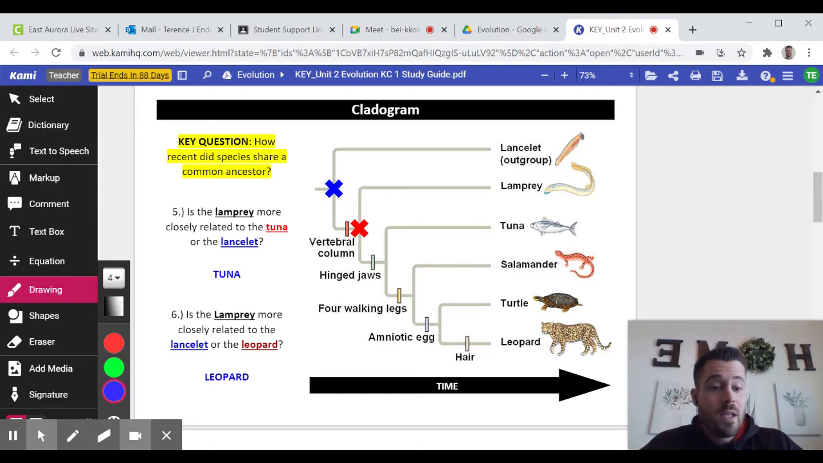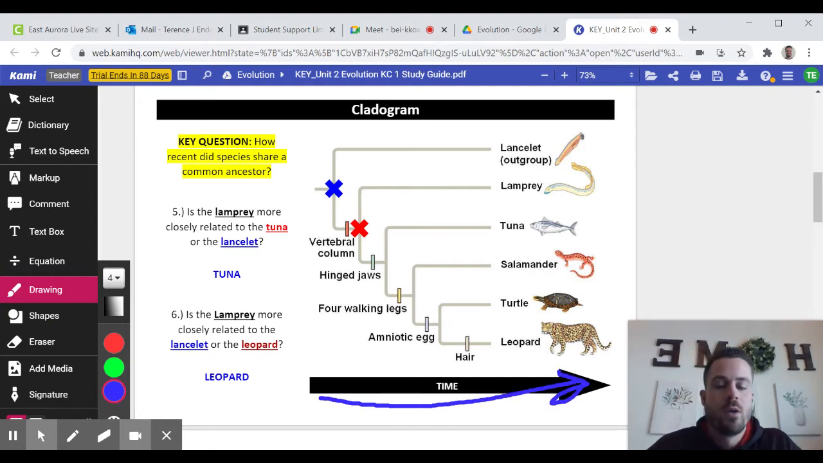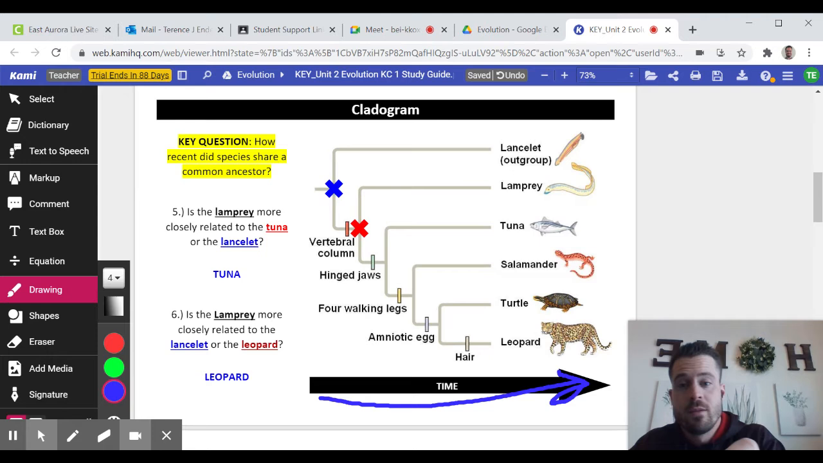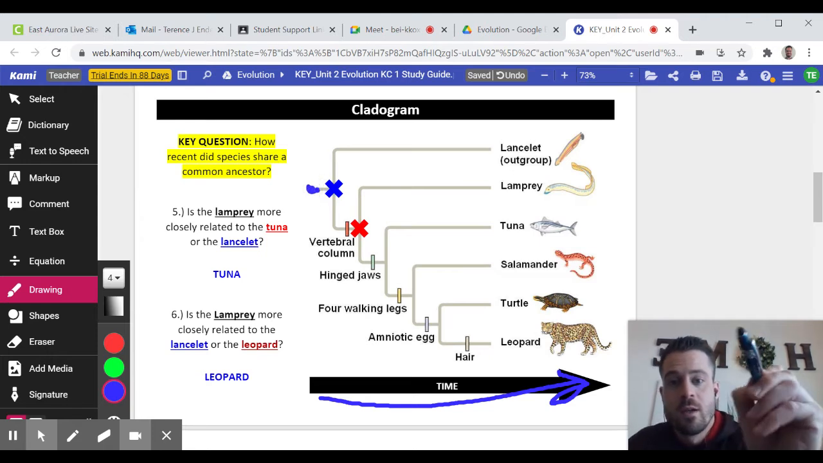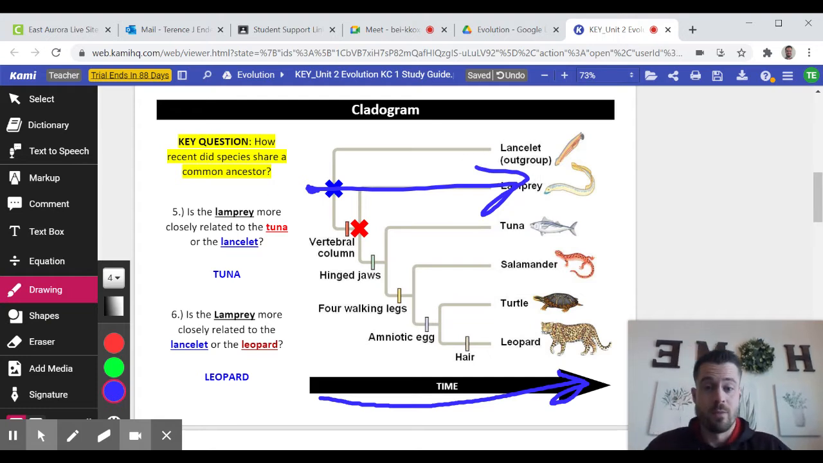So one thing you need to keep in mind is the direction that time is moving. Notice my big black arrow down here is time, and notice it's moving in that direction. It moves from the root of the tree, this is the root of the tree right there, all the way to the descendants. So don't forget that, that's important.